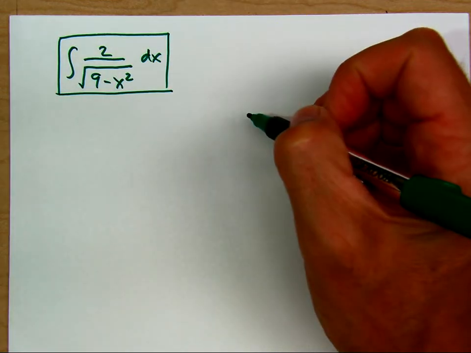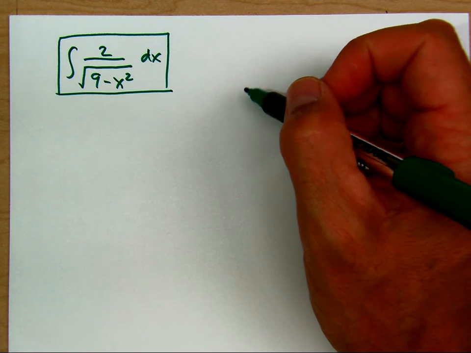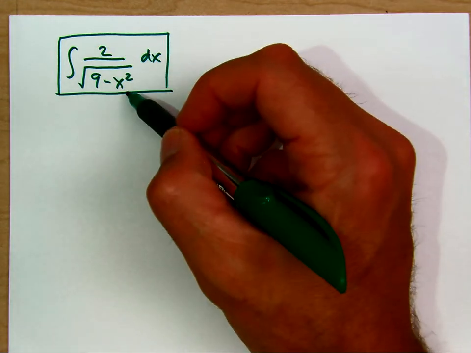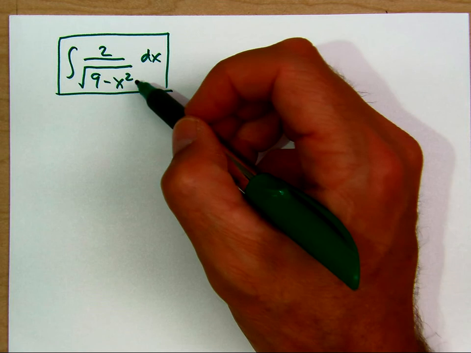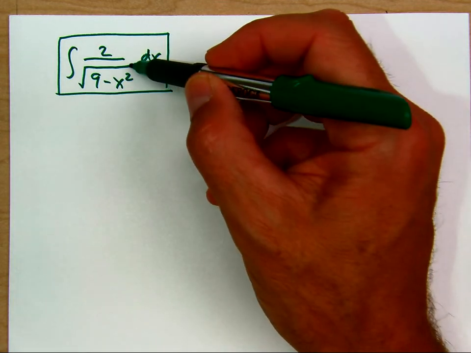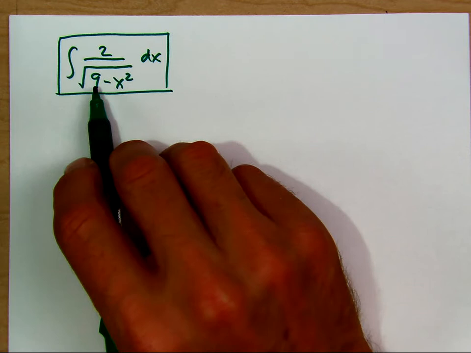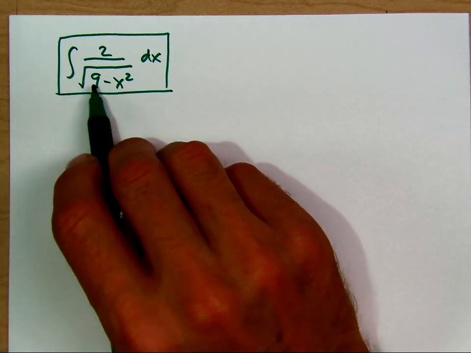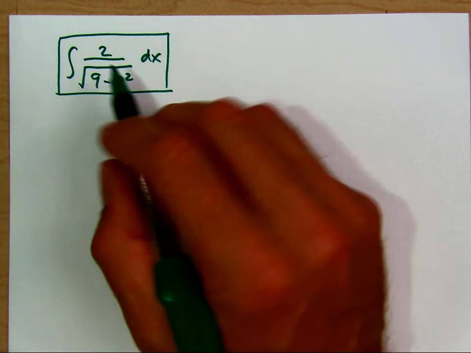And pause the video, try that one. So we want to identify whether this is going to be arcsine, arctangent, or arcsecant. Since it has a radical, we know it's not arctangent. And since it has a number minus x squared, it's not arcsecant. Arcsecant would have to have a variable there, so we'll go with arcsine.